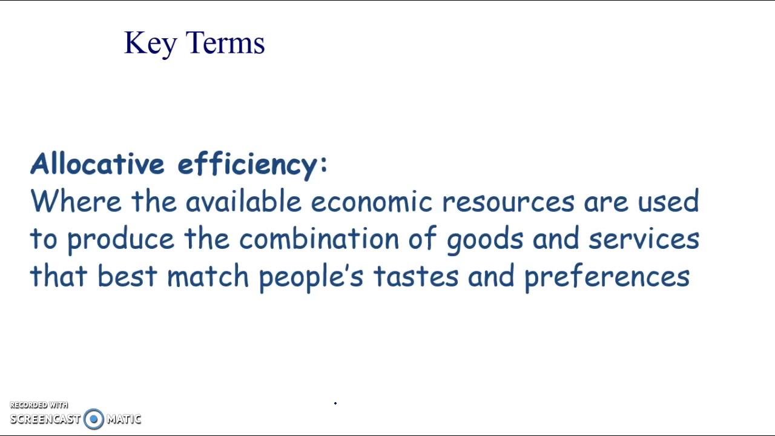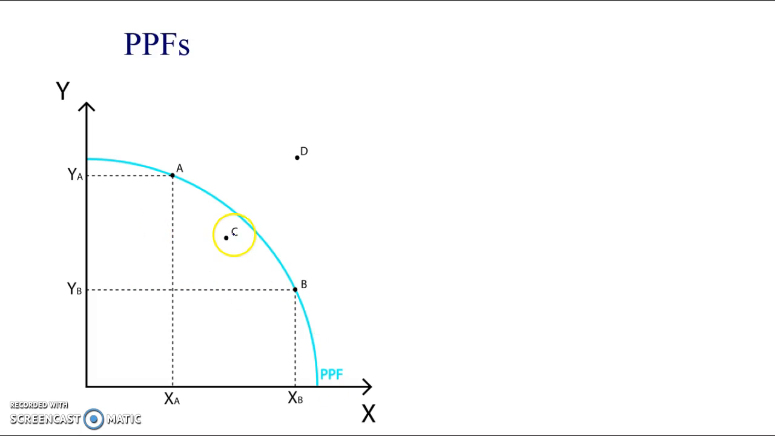That's fine. We've got another definition as well, which is allocative efficiency. So this is where the available economic resources are used to produce the combination of goods and services that best match people's tastes and preferences. Bit of a mouthful there. We learn in A2 that it's where price equals marginal cost. It's basically really just this concept that we are getting the right products to the right consumers. So this one's a little bit more complicated.